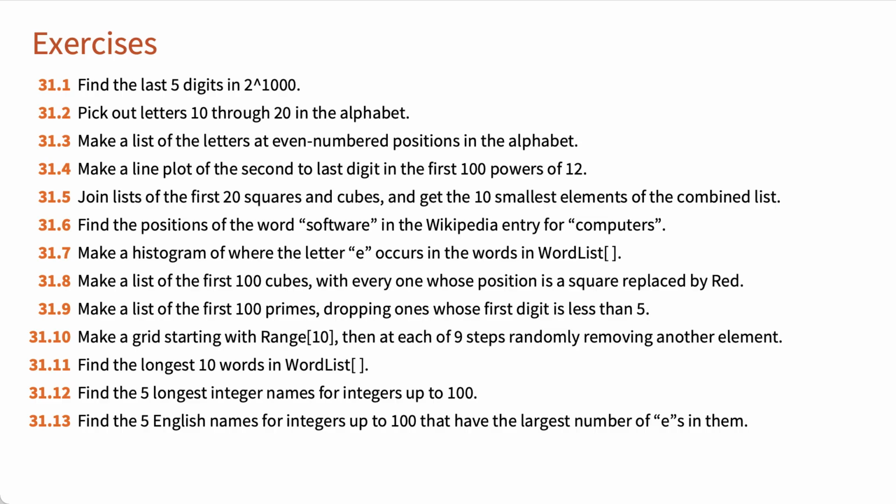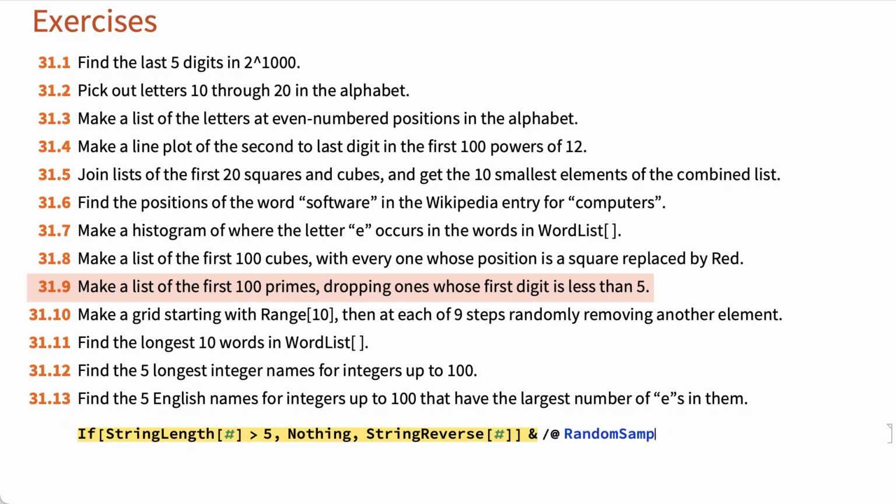Here are the exercises from the end of this section. As an example, consider exercise 31.9. Make a list of the first 100 primes, dropping ones whose first digit is less than 5. One of many methods of doing this is to modify the example in which elements were dropped from a list by replacing those elements with Nothing. For reference, here is that example.